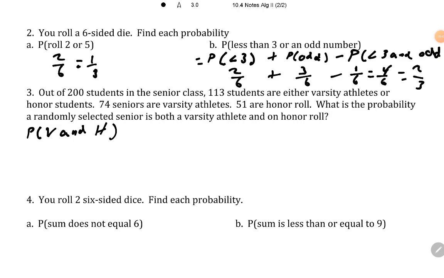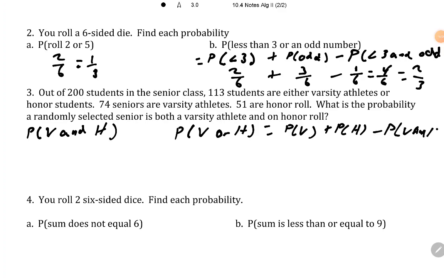Okay. Now we have a formula that says if we are looking for the probability of varsity or honor roll, that is equal to the probability of varsity plus the probability of honor roll minus the probability of varsity and honor roll. So the probability of varsity or honor roll is 113 students out of the 200. Probability of varsity is 74 out of the 200. Plus the probability of just honor roll, which is 51 out of 200. Minus what we're looking for.